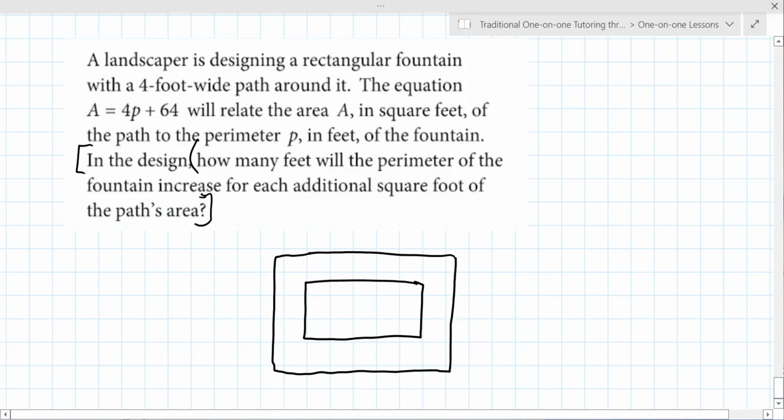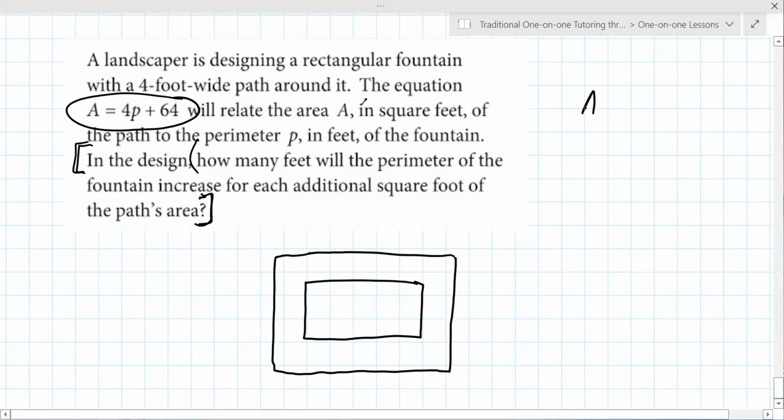The equation A equals 4P plus 64 will relate the area A to the perimeter P. So this last sentence here, because they don't give you enough information to do anything more than this, they're actually asking you to solve this equation for P. Okay.